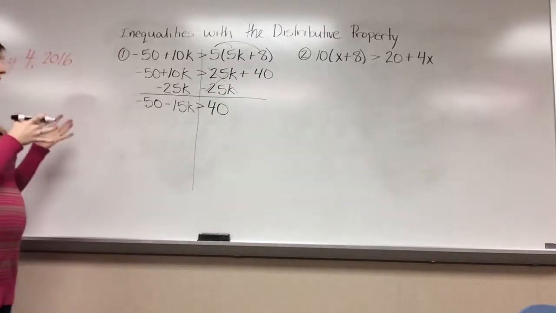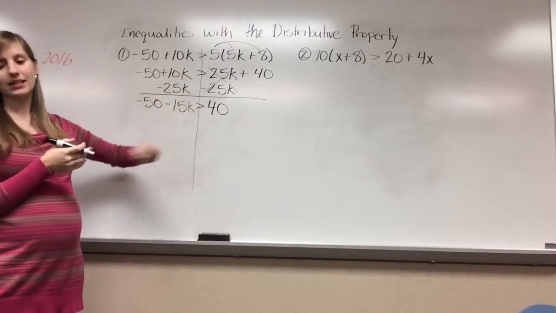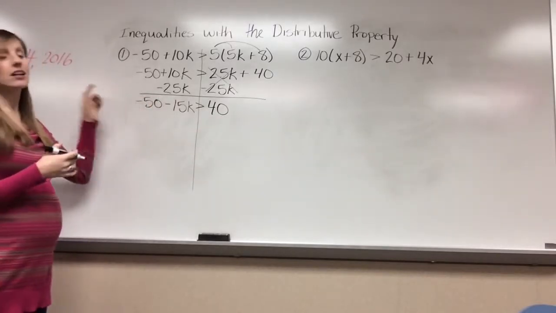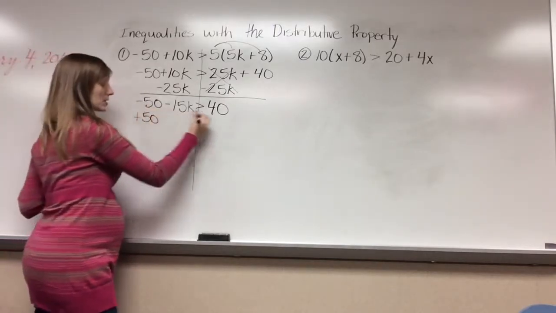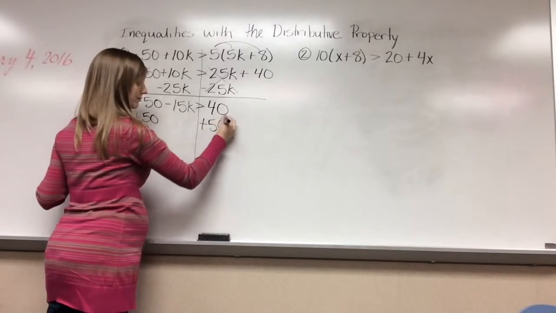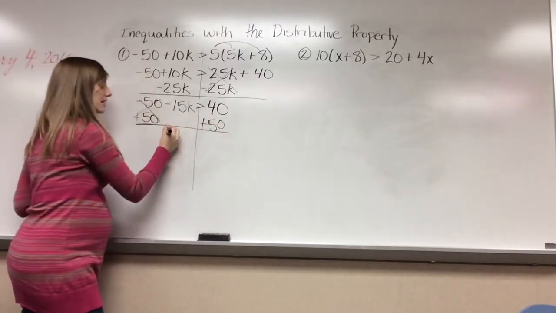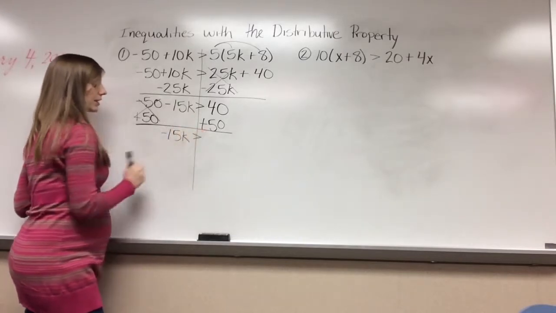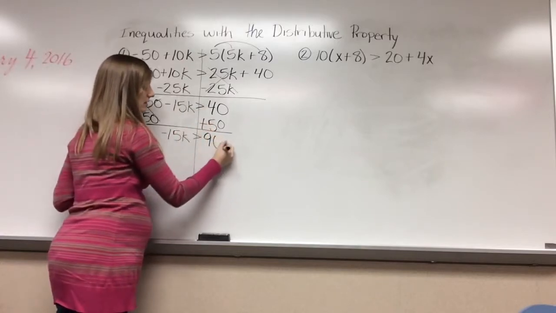Once the letters are on the left-hand side of the inequality, we want to move the numbers over to the right-hand side. So to do that, I want to cancel out that negative 50. So the opposite would be positive or plus 50 on both sides. My 50s would cancel. The negative 15k just comes down. So does my greater than sign. 40 plus 50 is 90.